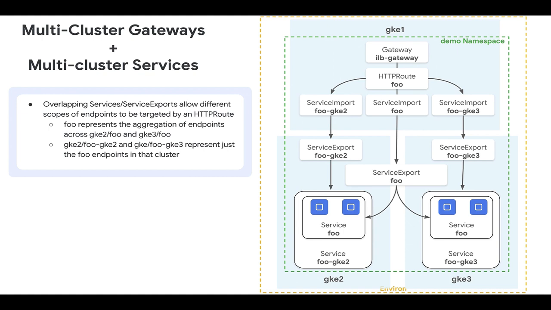We're using the service export API, and if you remember, the service export API both aggregates and exports endpoints outside of the cluster. And it makes those available as service imports in all the other clusters. So we have a service export foo that represents all four pods. And then we have a service export foo-gke2 that represents just the pods on the GKE2 cluster. And then we have a service export foo-gke3 that represents just the pods on that cluster. So let's go ahead to the CLI and show you how this works.